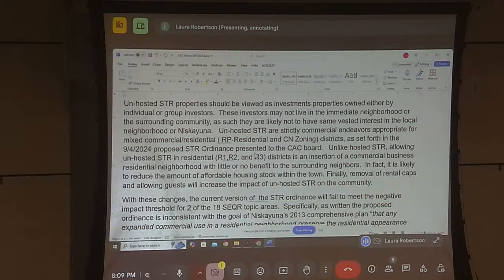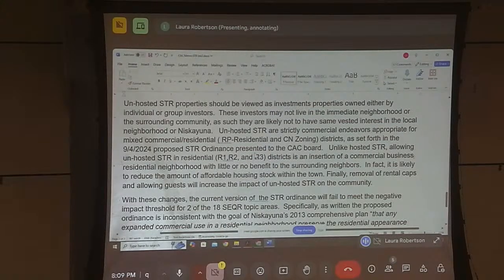Unlike hosted short-term rentals, allowing unhosted short-term rentals in residential R1, R2, R3 districts is an insertion of a commercial business in a residential neighborhood with little or no benefit to the surrounding neighbors.